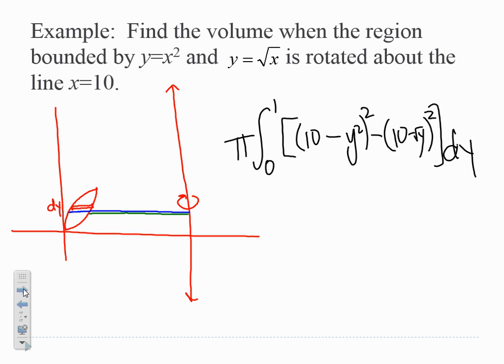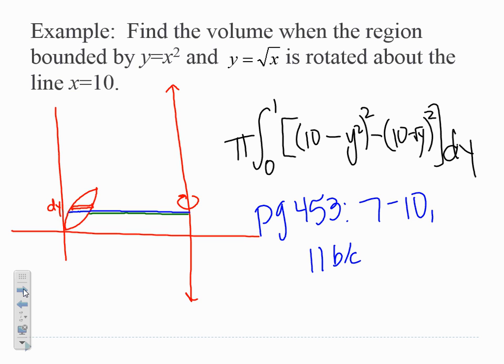So I will give you an opportunity to begin your homework. That way you can kind of think through these problems with me here. So page 453, 7 through 10, 11, B and C. You can throw D in there if you'd like, since you didn't get to do it last night. Tomorrow we're going to talk about volumes of cross sections, and then we'll review Thursday for our quiz on Friday.